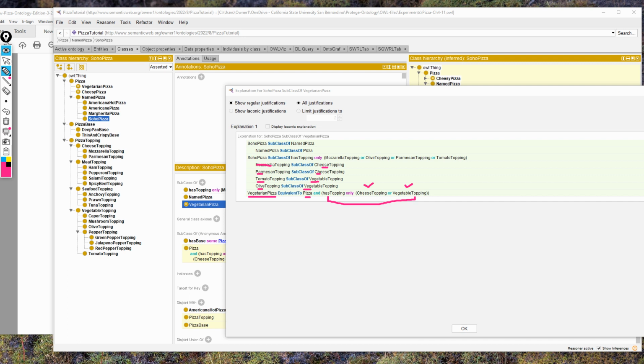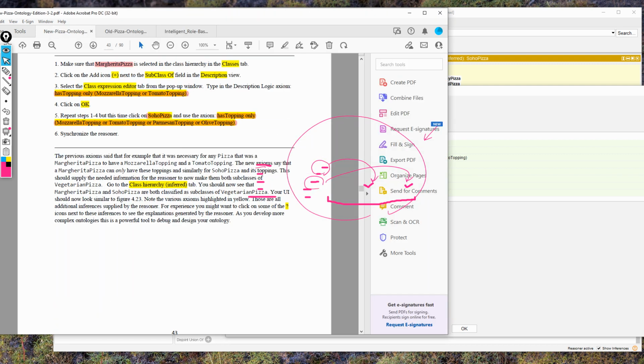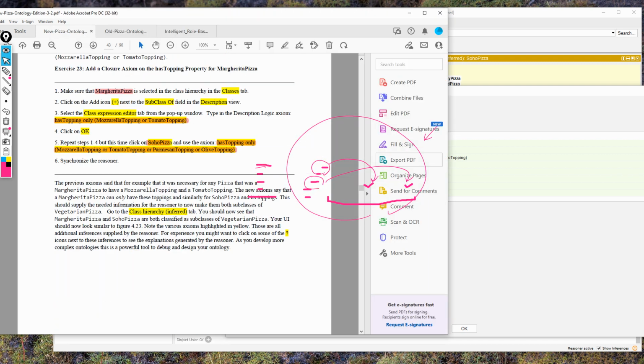Like the Soho pizza is a vegetarian pizza, right? It's a cheese pizza, and it's a vegetable pizza, right? And you know that mozzarella is cheese, Parmesan is cheese, and so on. I mean, this is just interesting to read about, the message generated by the reasoner. Okay, so thank you. I'm done with the exercise. Exercise 23. Okay, thank you.